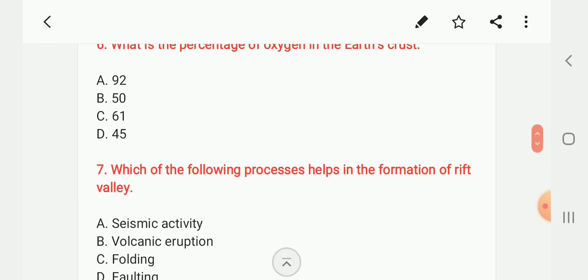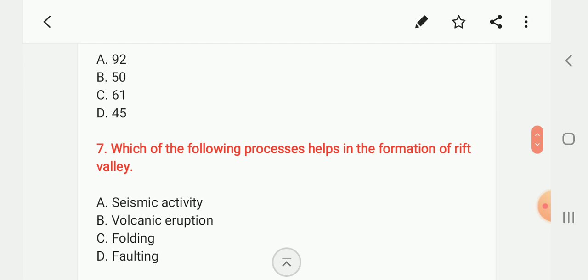Question number 7. Which of the following processes helps in the formation of Rift Valley? A, seismic activity; B, volcanic eruption; C, folding; D, faulting. Correct answer is D, faulting.